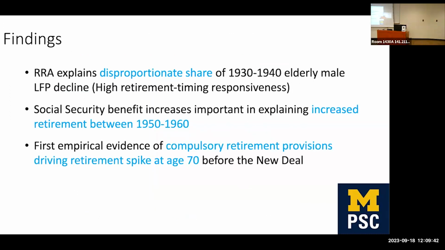And the findings show that the Railroad Retirement Act was important in driving retirement increases when it occurred in the 1930s, but it also provides us with evidence on the proximate causes of increased retirement in the 1950s as well, which was a key decade for Social Security in which the program became truly universal. And the paper also provides some of the first empirical evidence on the importance of earlier pension incentives at age 70 in driving the spike in retirement before the New Deal.